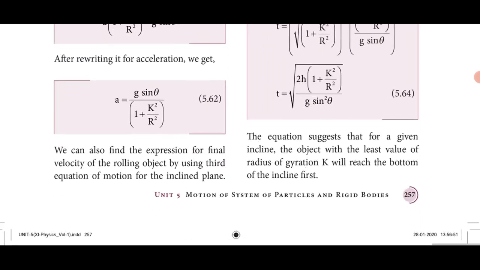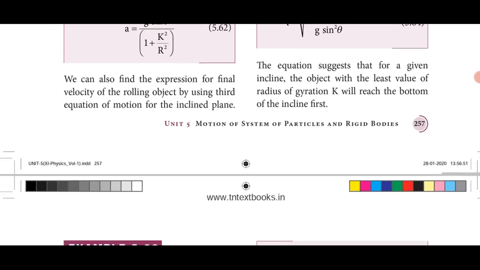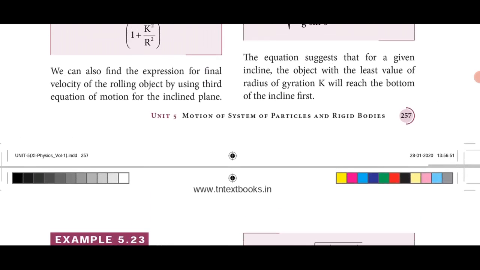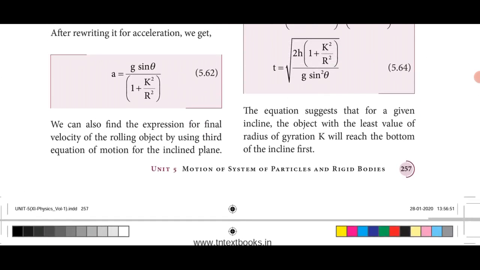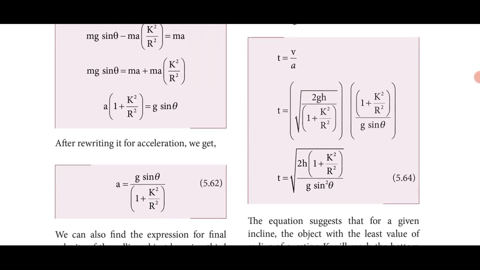The equation suggests that for a given incline, the object with the least value of the radius of gyration k will reach the bottom of the incline first. So this is for your 5th unit, and up to this you have the portion for the second term.